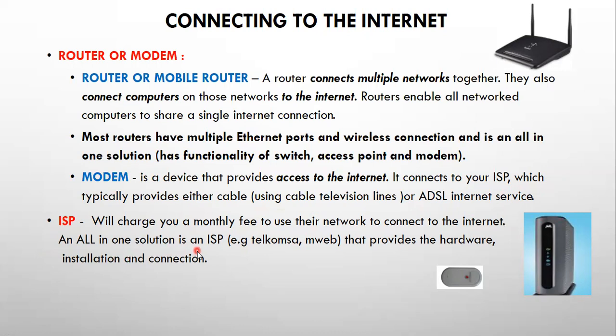An all-in-one solution is an ISP that provides the hardware, installation, and connection. So examples of ISPs are Telkom SA and MWeb. They also provide an all-in-one solution where they will provide the hardware, the installation, and the connection. And quite a few already have telecom contracts that allow you to connect to the internet. This is a mobile modem. This modem will allow you to connect to the internet, 3G, 4G connection.